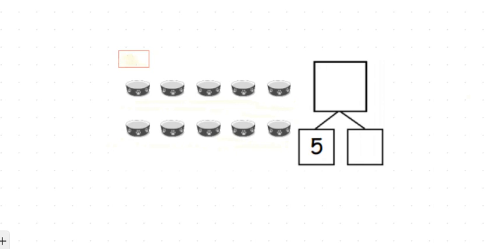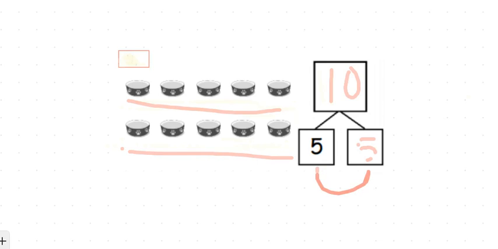So we have 10 as the total. Let's change the color of our marker. So we have 10 as our total. And if we have 5 as a part, then the other part has to be 5. Because if 5 is one part, the other part definitely has to be 5.